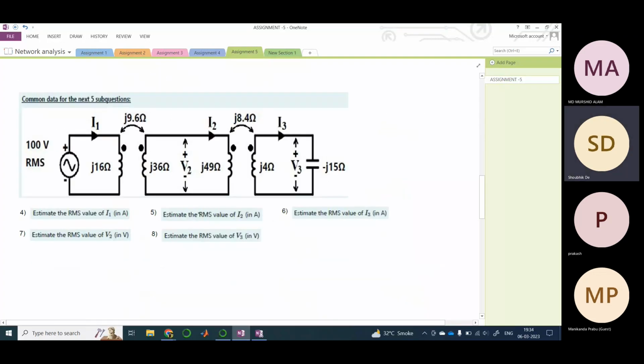Okay. So if you don't have any doubt, we'll proceed to the next part here. The next part consists of three sub-circuits, right? And these are the questions. We need to calculate the RMS value of I1, I2, I3.